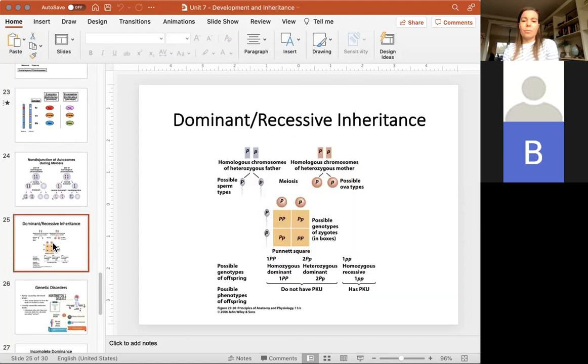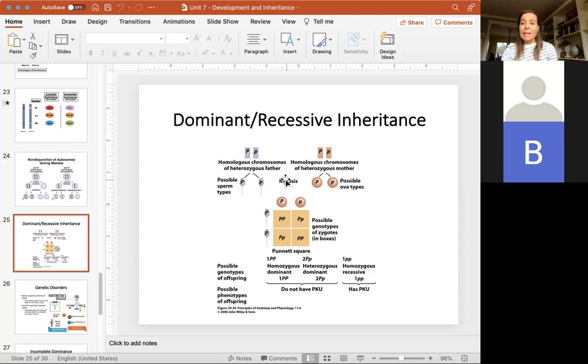So the best way, I think, to do this is to practice. This shows you the Punnett Square setup, and I'll just explain it on here, and then we can do one or two for practice.